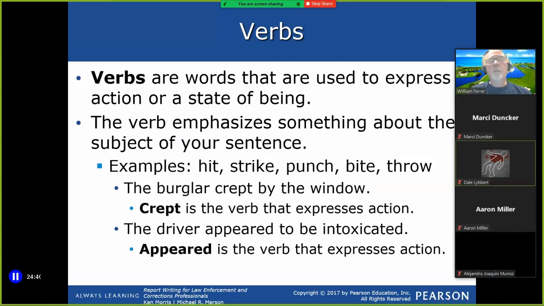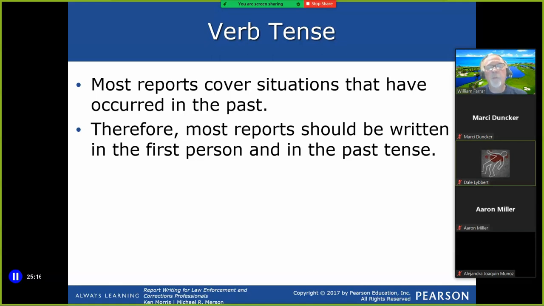Know what verbs are, and I'm sure you all do. These are words that are used to express action or a state of being. It emphasizes something about the subject of your sentence. So, examples: hit, strike, punch, bite, throw. An example could be, the burglar crept by the window. Crept expresses that action. The driver appeared to be intoxicated. Appeared is the verb. Now, again, you may have to go into more detail, but just be a little bit more cognizant of what you're writing and the words that you're using.